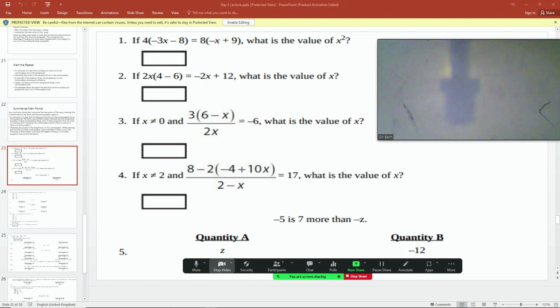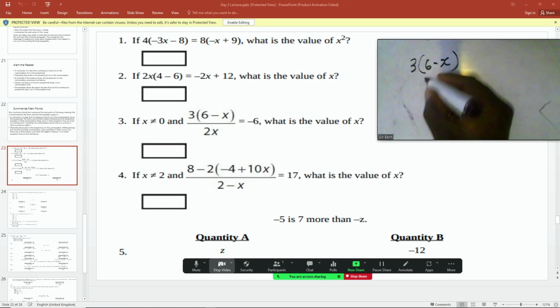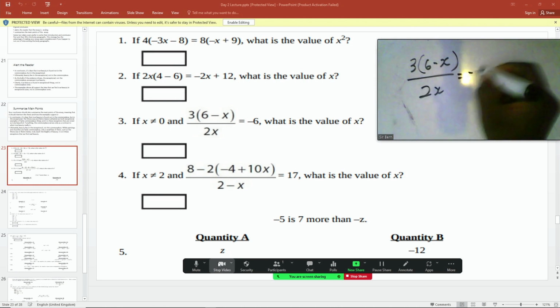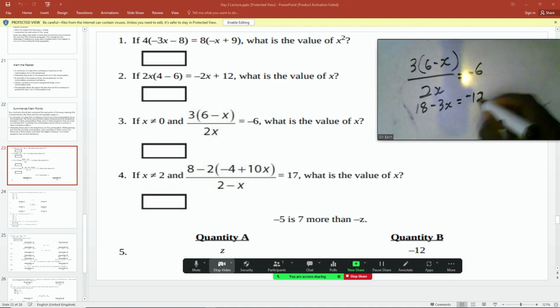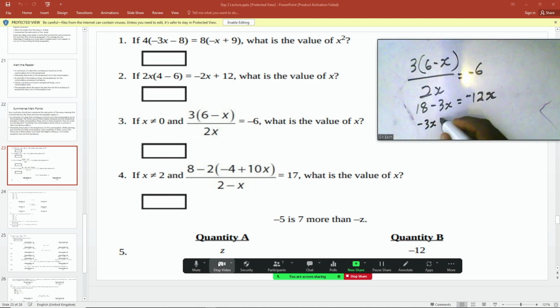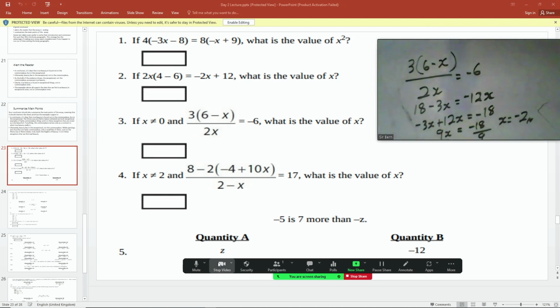Moving on to question 3, we are looking for the value of x. So 6 minus x divided by 2x is equal to minus 6. Multiplying this, we get 18 minus 3x is equal to minus 12x. Making x the subject, we have minus 3x plus 12x is equal to minus 18. This gives us 9x is equal to minus 18. Divided through by 9, we get x is equal to minus 2. So this is your answer. You write it in the box that was given.